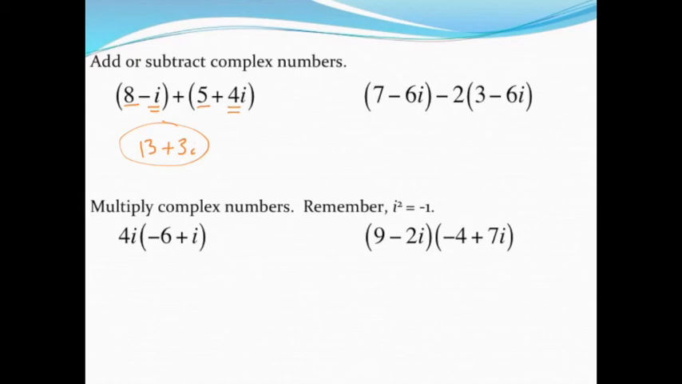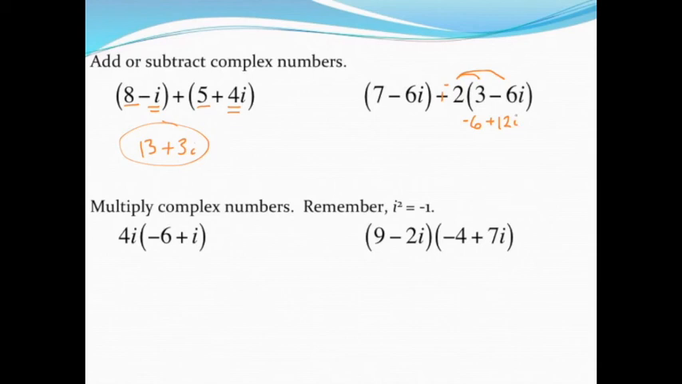I don't like subtracting, so I'm going to change the subtraction sign to a plus a negative 2. That's also going to help me remember that I'm distributing a negative 2 into this parenthesis, so both terms are going to change signs. So negative 2 times 3 is just negative 6. And then negative 2 times negative 6i is positive 12i. i is pretty much going to behave like a variable for this part.